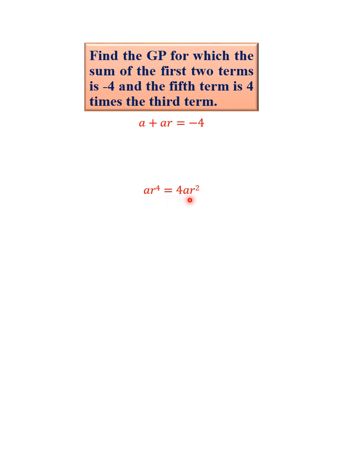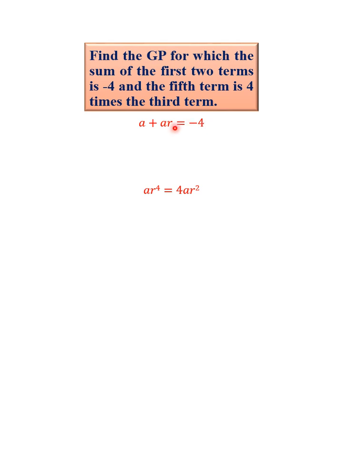The third term is AR squared. So 4 times AR squared equals the fifth term. And the fifth term is given as AR raised to power 4. So this is what the question has said, and we are told to find the GP that this information represents.